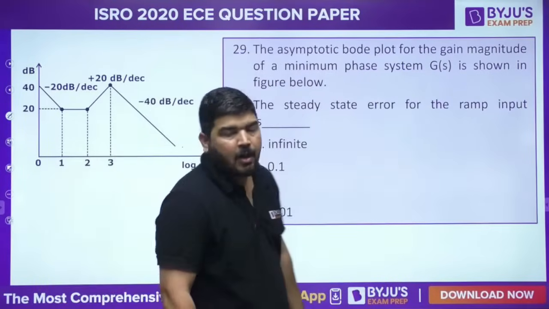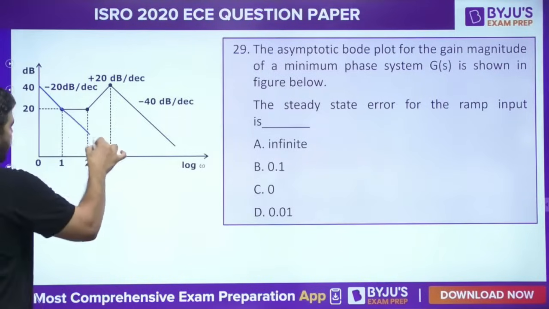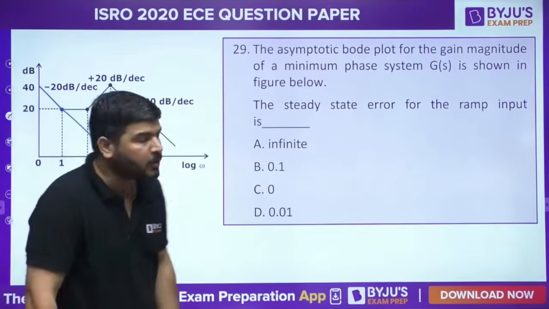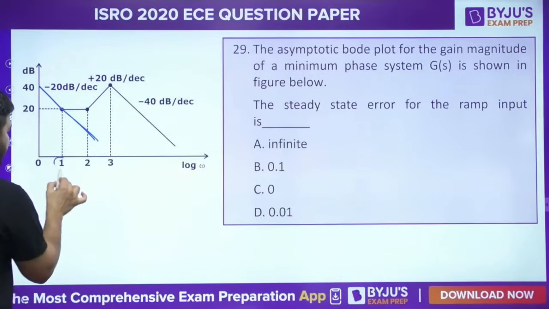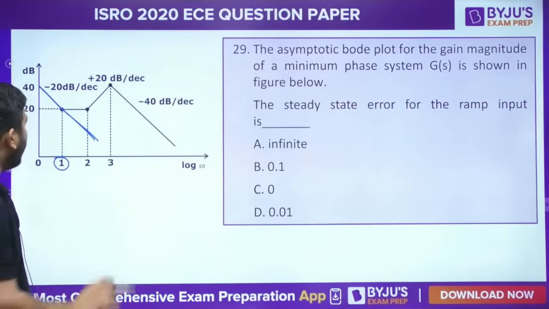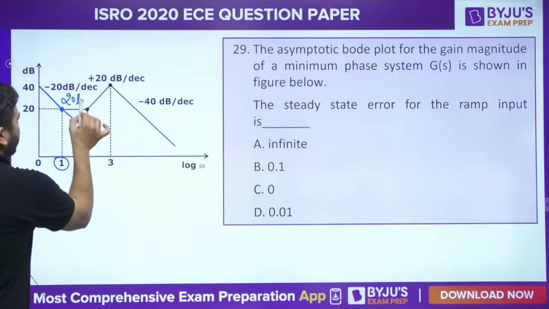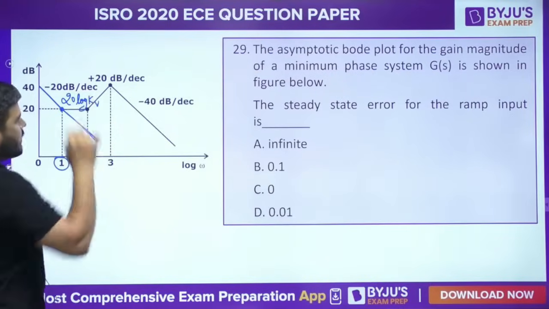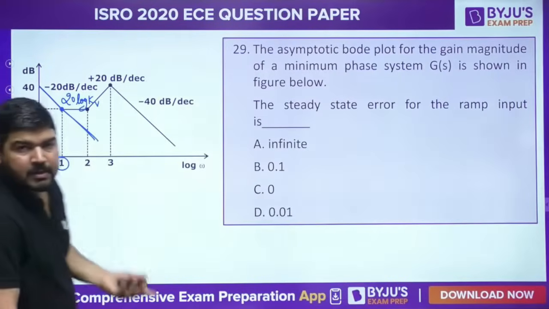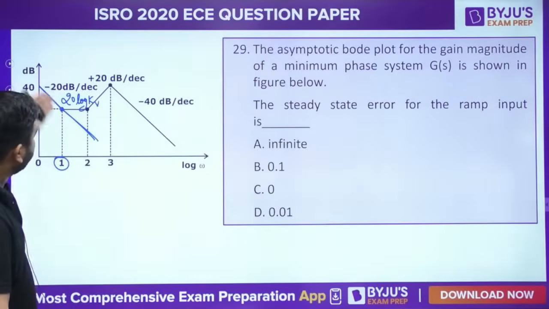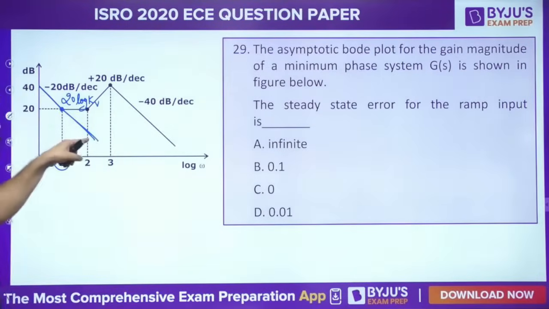How to calculate the steady state error? It's very simple. Whatever the first line of the Bode plot is, check the height of the first line at omega equal to 1. This point will give you 20 log Kv, 20 log of the error constant. This is a type 1 system, because there is 1 S in the denominator.